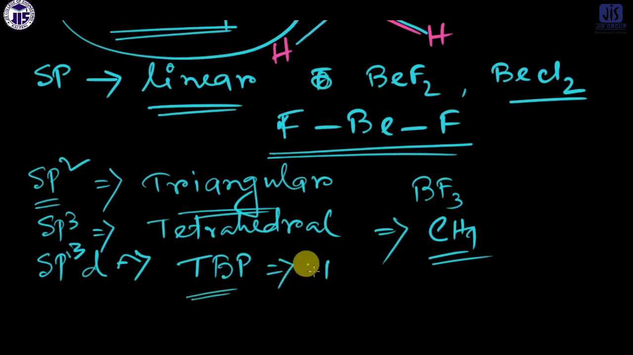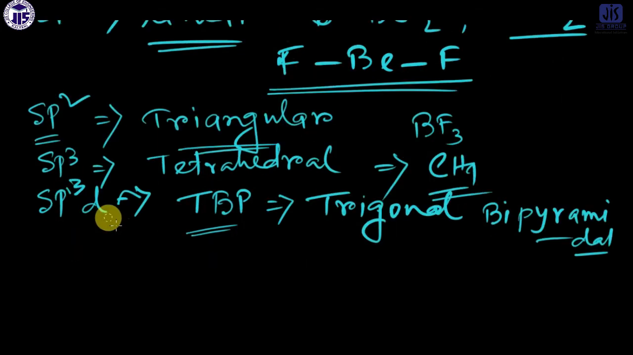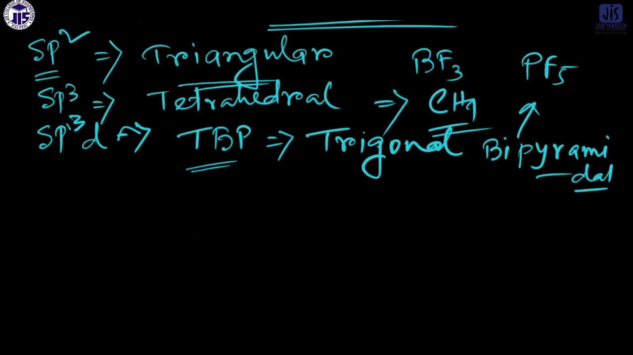That means trigonal bipyramidal. For example, the most common example of the TBP structure is PF5. It is the most common example, PF5. So how does it look? The TBP structure looks like this. This is the plane.